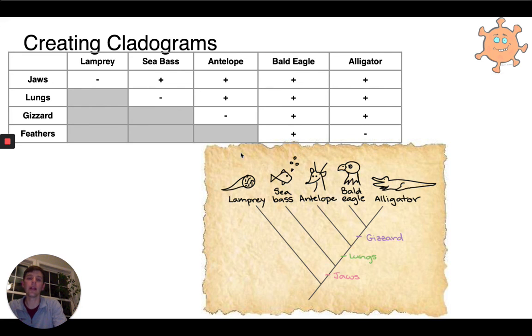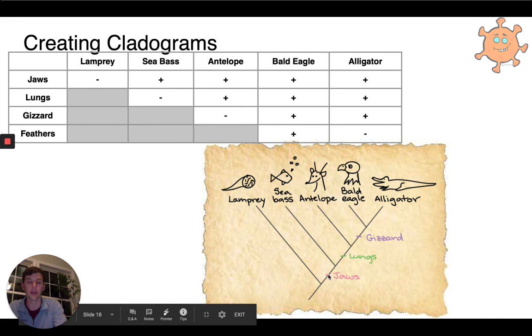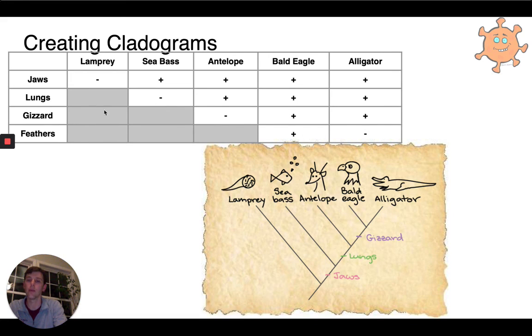Creating cladograms, a lot of times we do this using charts, looking at similarities between organisms, and that's basically what this is showing, how we can look at which organisms have particular traits. Which ones have jaws? All of these organisms have jaws except for the lamprey, and you can see the little line for jaws goes right there after the lamprey has already been separated off. For the lungs, we have the sea bass, and so they are negative. I didn't have to worry about the lampreys because we already separated those off. Once we separate them off, we can forget about those, right? And so that chart shows us how we do that.